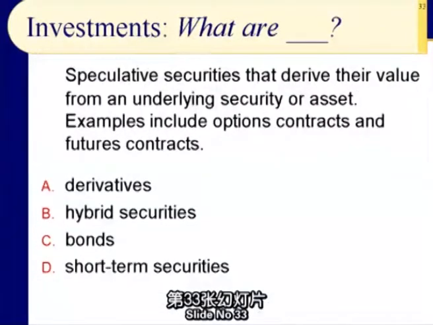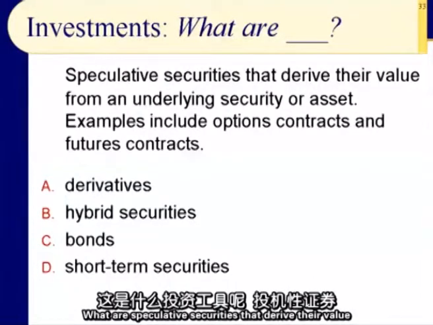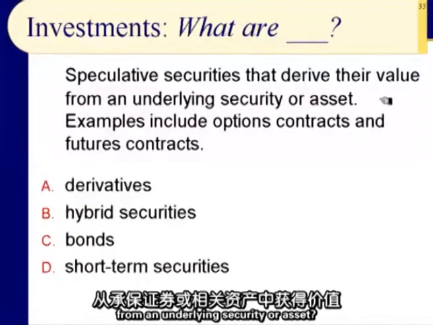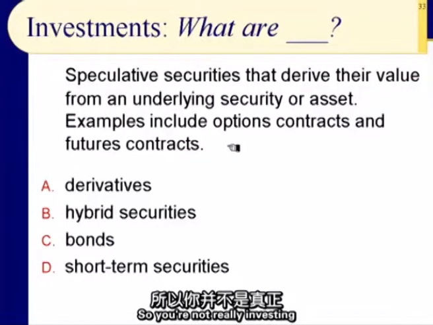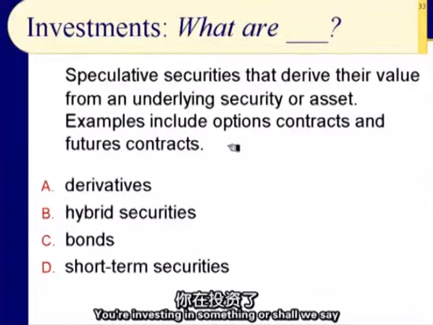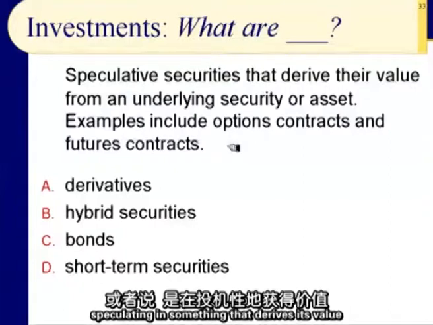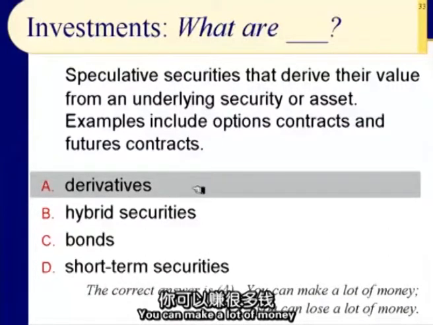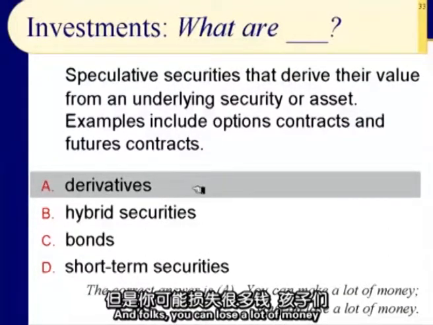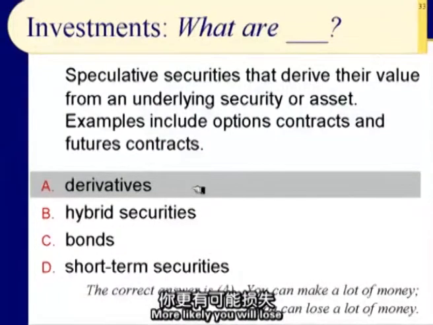Slide number 33. What are speculative securities that derive their value from an underlying security or asset? Examples include options contracts and futures contracts. So you're not really investing in the underlying asset, you're investing in something, or should we say speculating in something, that derives its value. Derivative, right? Exactly. You can make a lot of money, and folks, you can lose a lot of money. More likely, you will lose.